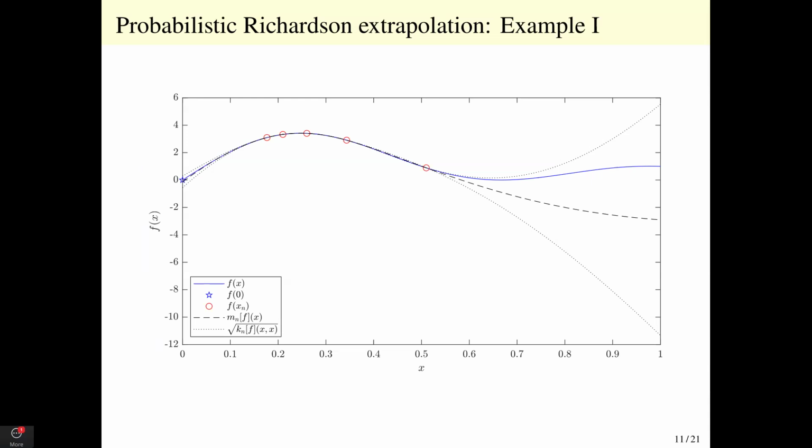In this case, we see that this star is the true quantity of interest. We see that the method is actually doing quite well. It gives an approximation or estimate of the true quantity of interest, which is quite accurate. And moreover, this true quantity of interest falls within this credible region.